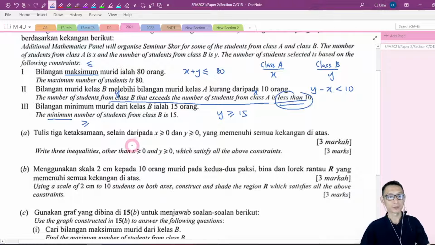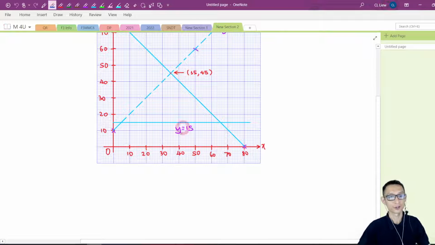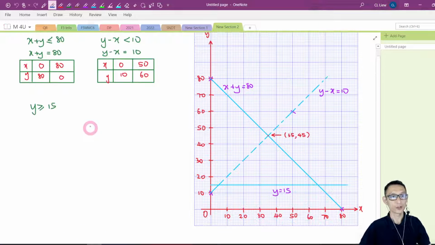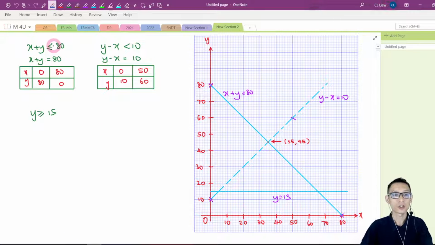Now let's look at part B. Using a scale of 2 cm to 10 students on both axes, it means 10, 20, 30, 40, and so on. Construct and shade the region R, which satisfies all the above constraints. Now let's look at these three inequalities that I wrote just now. X plus Y is less than or equal to 80. Y minus X is less than 10 and Y is greater than or equal to 15.